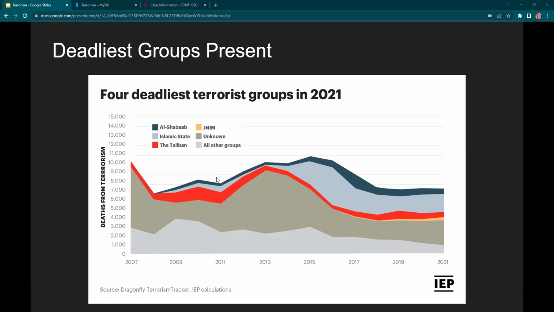These four groups were responsible for 3,364 deaths from terrorism, representing 47% of total deaths in 2021. Another 2,775 terrorism deaths were not attributed to any organization. Three of these four groups were also the deadliest groups last year, with JNIM replacing Boko Haram for this year.